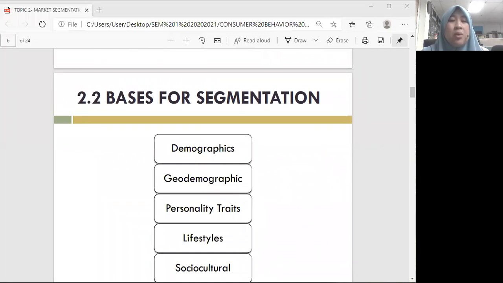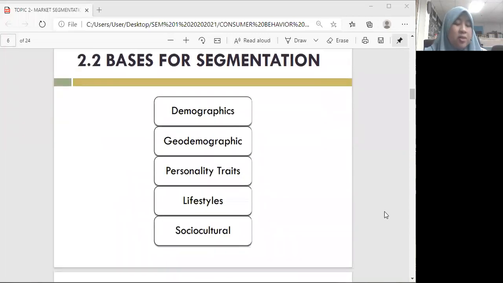Okay, and then we move on to the second basis for the segmentation. Okay, when we're talking about the basis of segmentation, we are talking about one, two, three, four, five. There are five factors in here. Okay, number one, we're talking about demographic. I told you just now. What does demographic mean? Demographic is related to our background, our personality. Example like age, gender, income, taste and preferences. So this involves demographic.